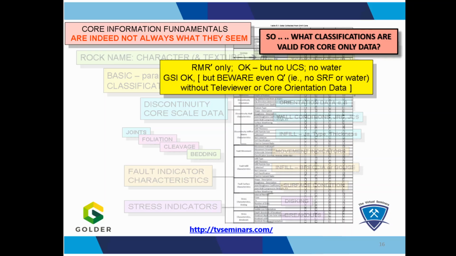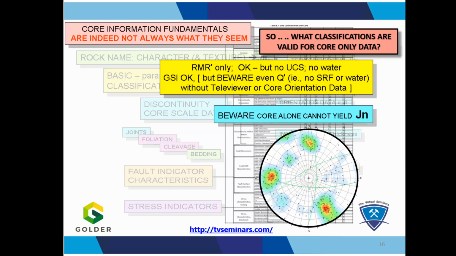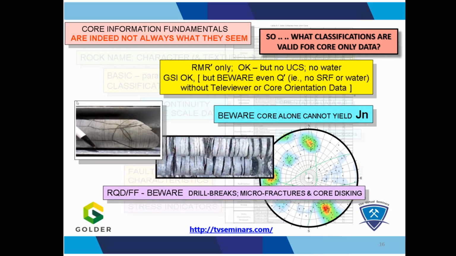So I talked about classifications. We should really only use RMR prime. By that I mean no UCS and no water in the assumptions. GSI is okay because it includes neither, but beware using Q, even Q prime with no SRF and water, because you need to define JN. And core alone without televiewer cannot yield JN.